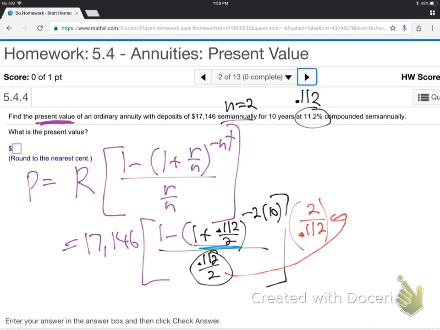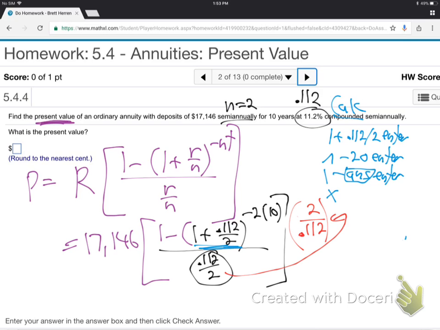So I would start right in the middle. Let me write out what I would do in the calculator. I would go 1 plus 0.112 divided by 2, enter. Is that all on the screen? And then I would go to the power of negative 20, enter. 1 minus answer key, enter. And then go times 2 divided by 0.112, enter, and then go times 17,146, enter.